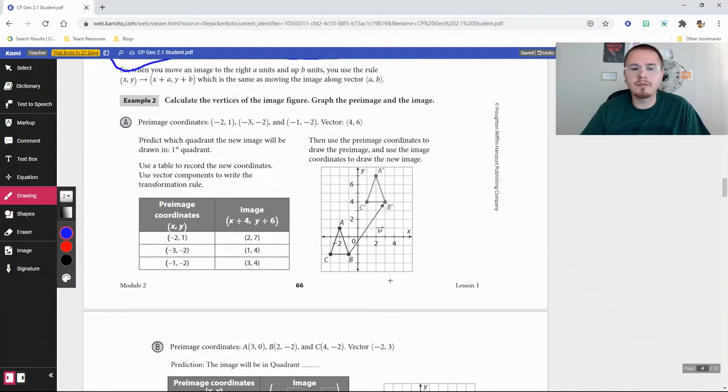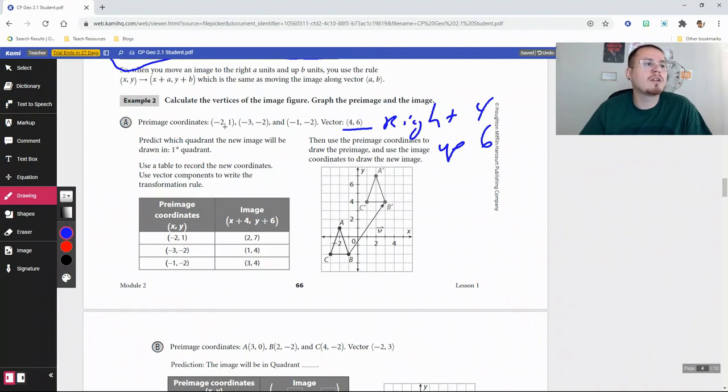Here's an example for you. You have the pre-image coordinates, so let's make sure we're using that vocab. This is like that whole input-output. So we know all of the coordinates, right? We have 3 points that we're working with for the triangle, and we have the vector. So this vector tells us what? That we're going to move right 4 and up 6. And you could count that. You could verify that.